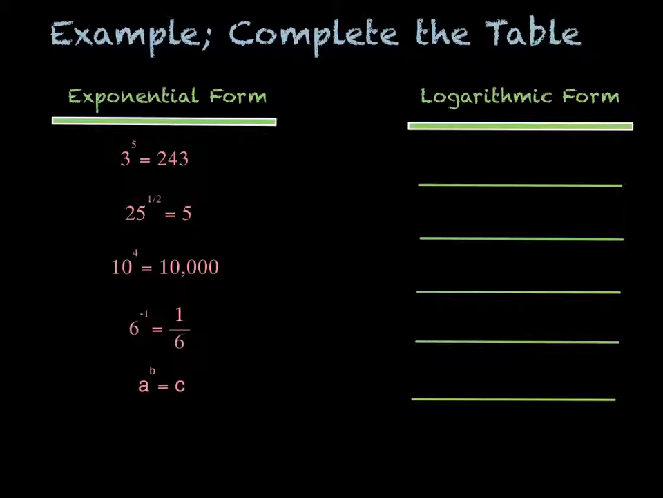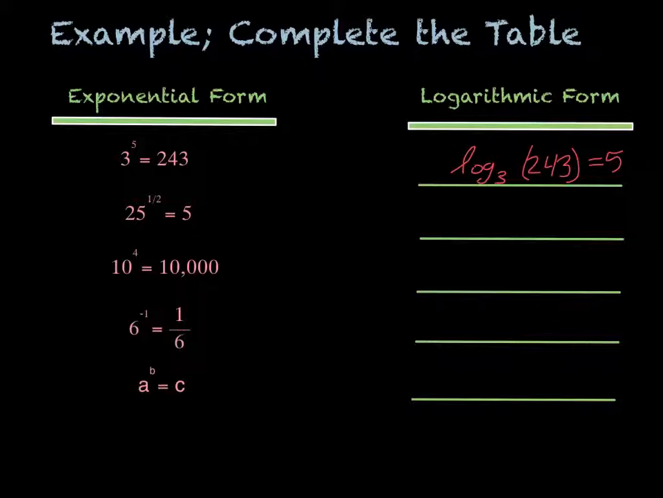So we're going to do some examples here by completing this table where we're just converting the exponential form into logarithmic form. So we have 3 to the power of 5 equals 243. So that would be log base 3 of 243 equals 5.